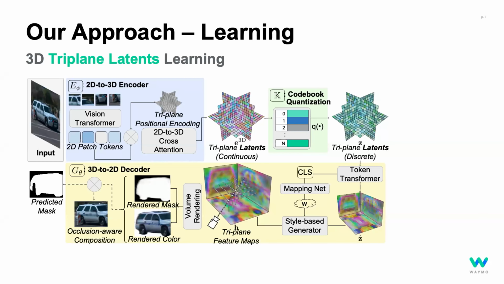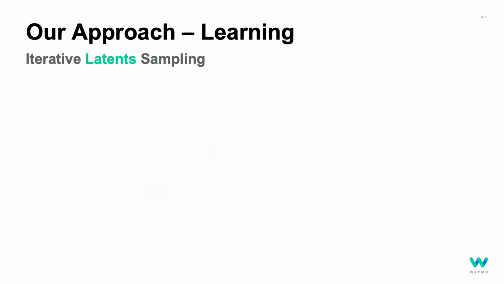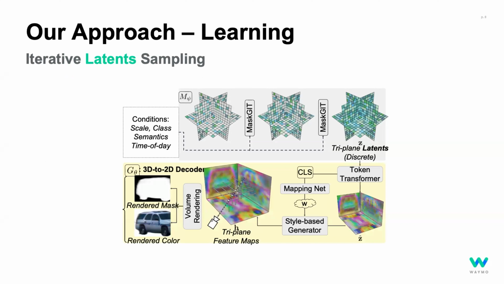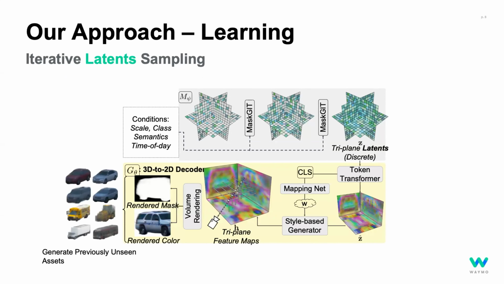So once we learn this from a green triplane representation, we apply MaskGIT, which is an iterative generation pipeline from Google Research, conditioned on a scalar class semantic like time of day information. So we can do this iterative triplane latent generation in this way. Once we generate the triplane, we just feed that to the pre-trained decoder. In this way, we can generate an arbitrary amount of even unseen assets conditioned on the conditioning variable like scalar class, as I mentioned in this picture.